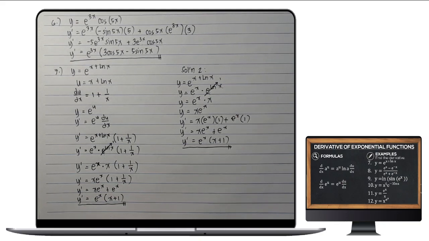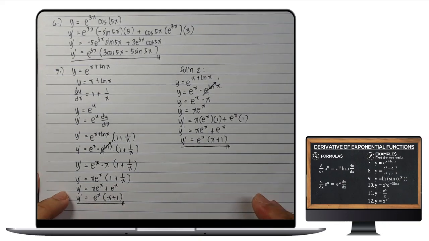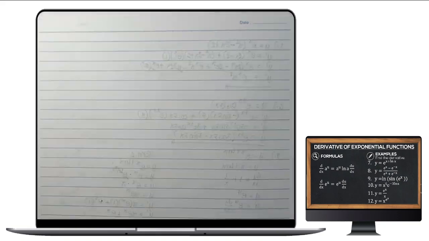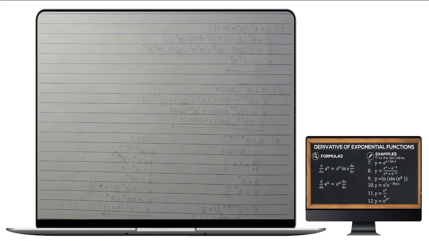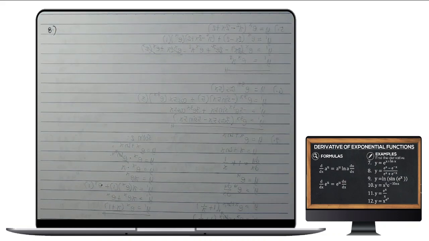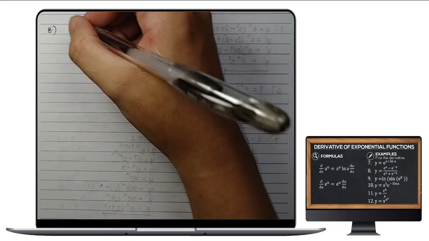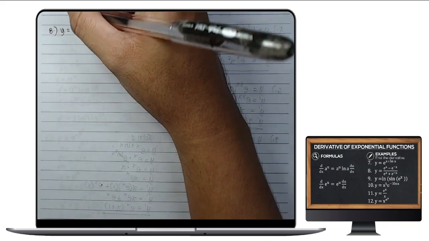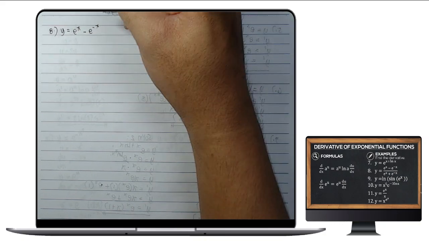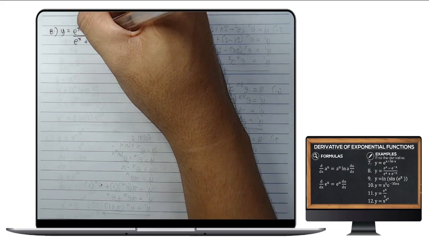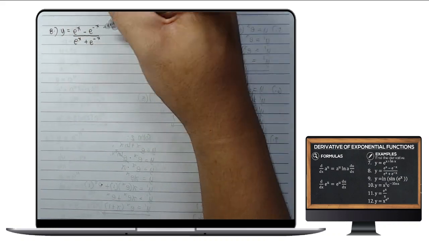So, let's proceed. Let's try problems 8 to 12. Okay, let's have problem number 8. So for problem number 8, we have y is equal to e raised to x minus e raised to negative x divided by e raised to x plus e raised to negative x.